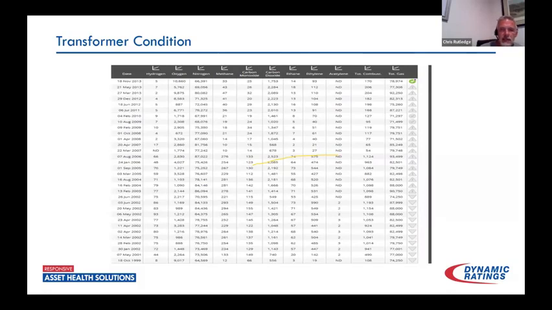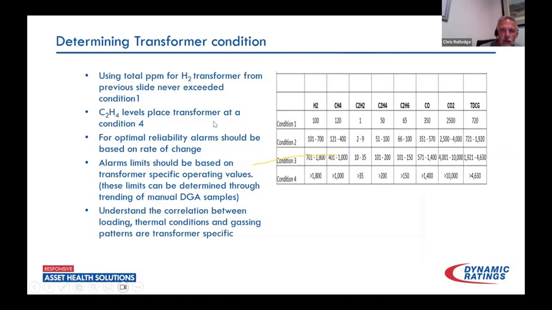But as we can see, if we go through this carbon dioxide ratio, well, first of all, let's look at it from the traditional way of looking at a DGA sample. So using total ppm of hydrogen, we're still below condition 1 for this transformer. We were right almost to the 100 mark at one point when the samples were drawn. So again, online monitoring may have revealed something quite different than that.